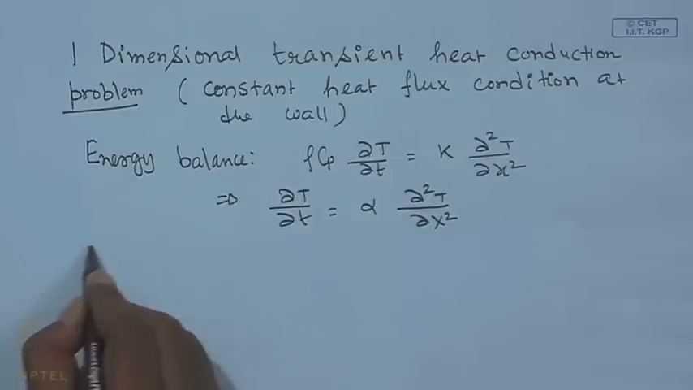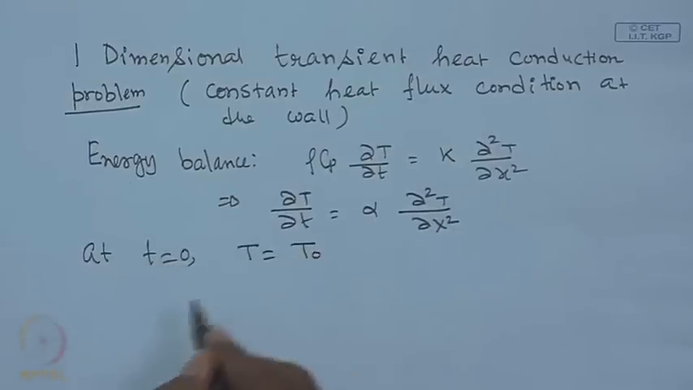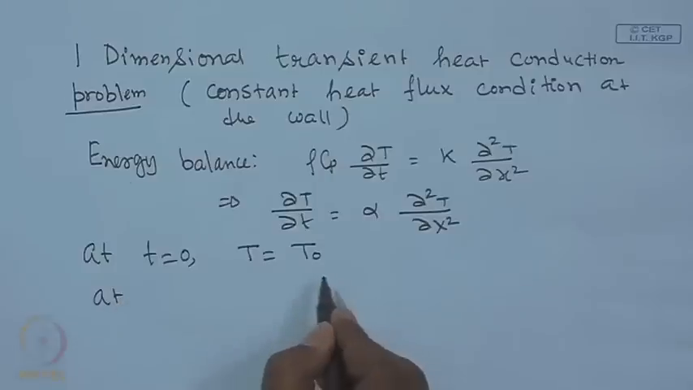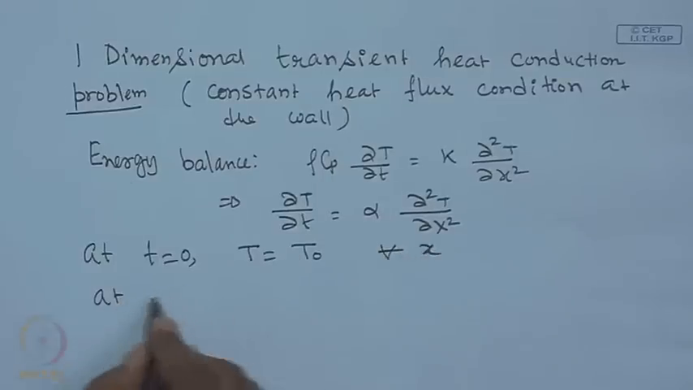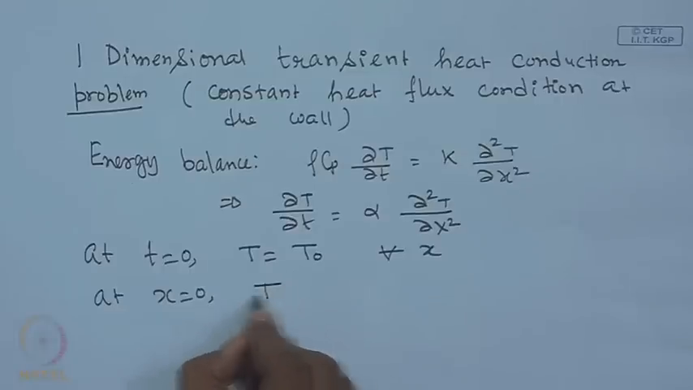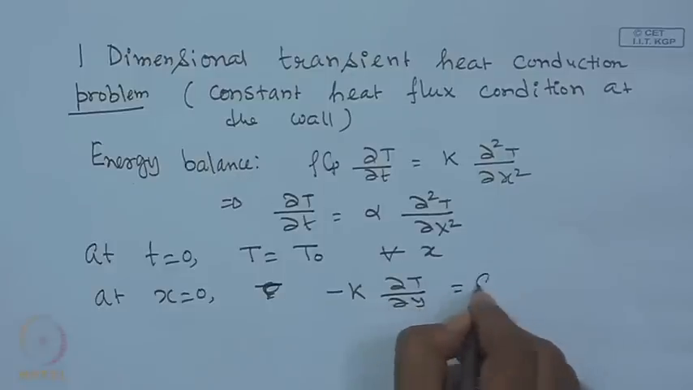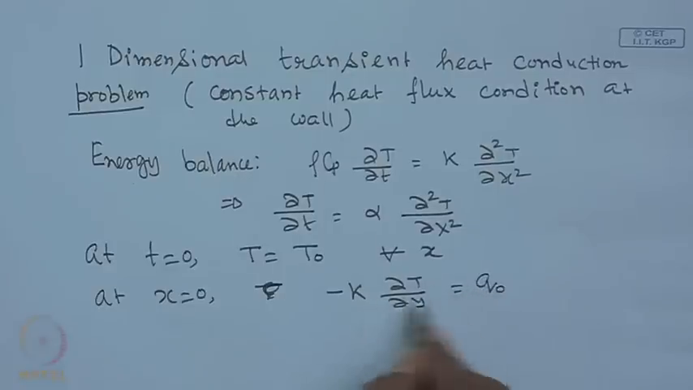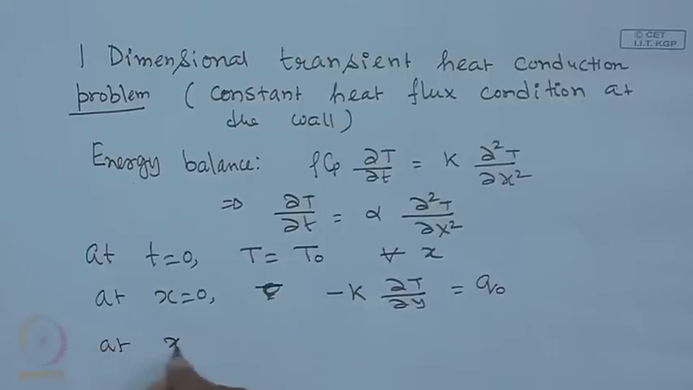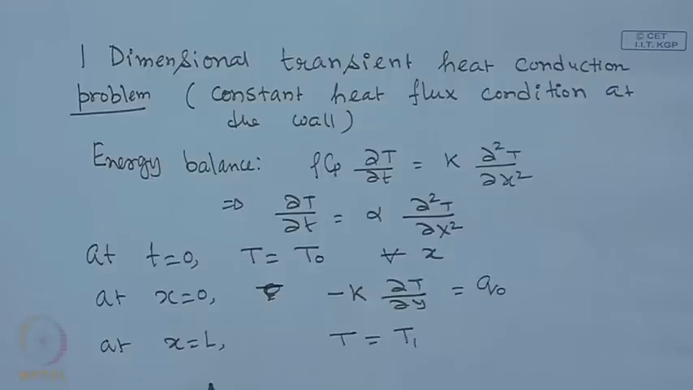Now, let us put the boundary conditions and initial conditions. At t equal to 0, temperature was equal to T naught for every x. At x equal to 0, the boundary condition is minus k del T del x equal to Q naught. This Q naught is the constant heat flux that is going into the system, and at x equal to L, we are maintaining a constant temperature at the wall, T equal to T 1.